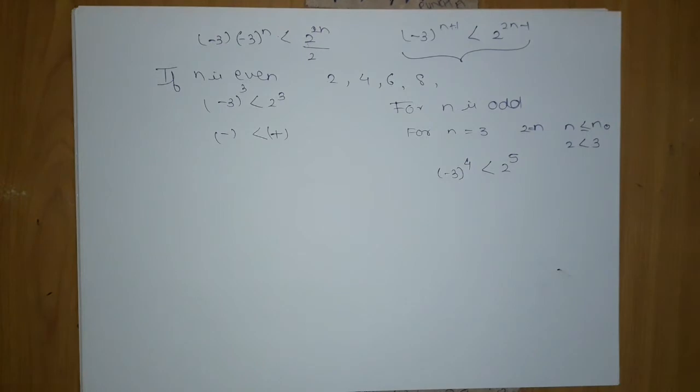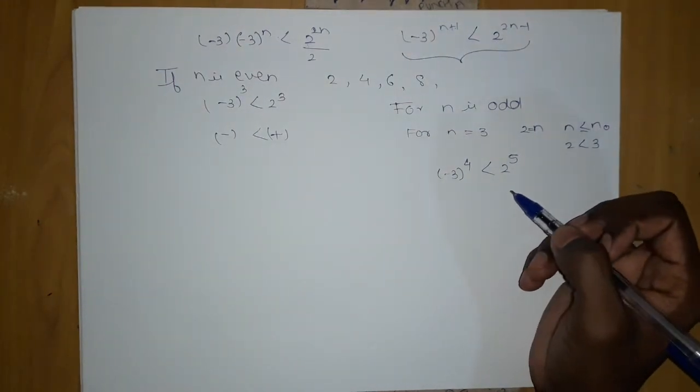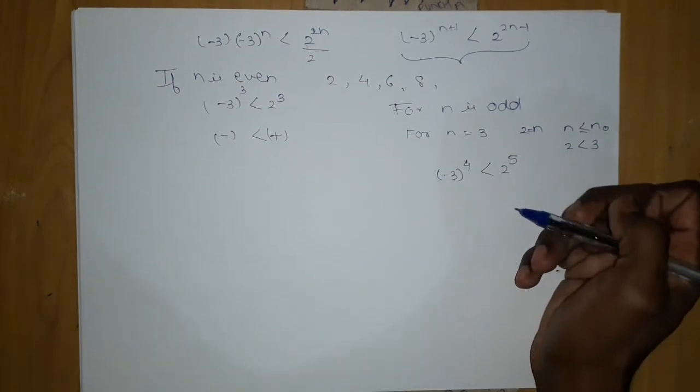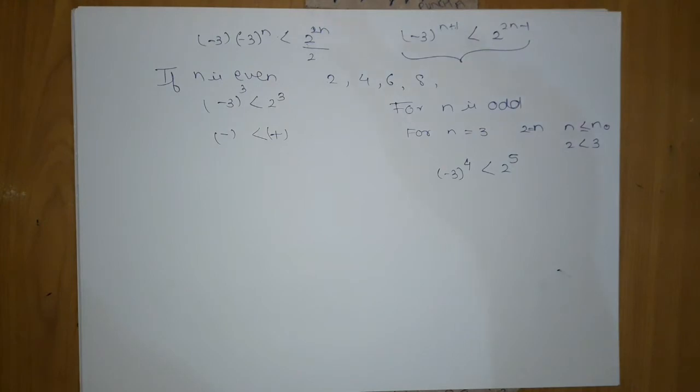Let me check. No, it is not possible. So what should we do? 2 to the power 5 is a big number. What can we do?